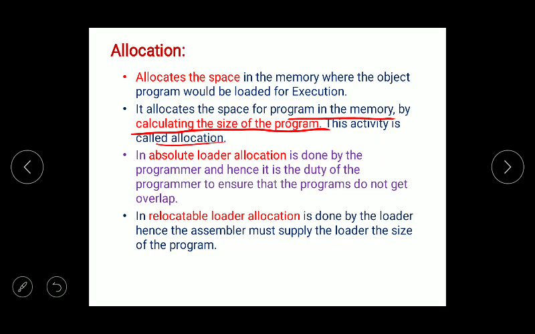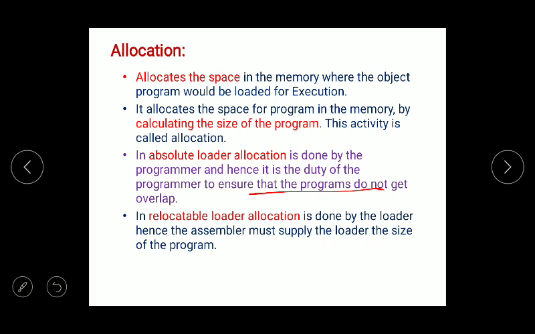We have different types of loaders. Let us discuss the types of loaders later. Here, in the case of absolute loader, allocation is done by the programmer, and hence it is the duty of the programmer to ensure that the programs do not overlap. Absolute loader means the address has to be given by the programmer itself. So the programmer should ensure that programs do not overlap.